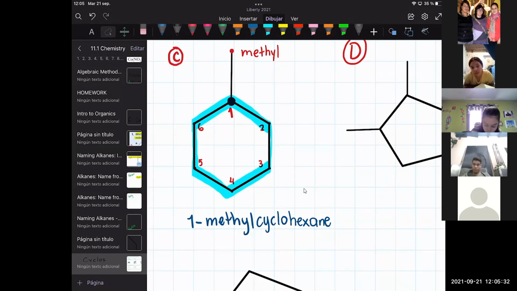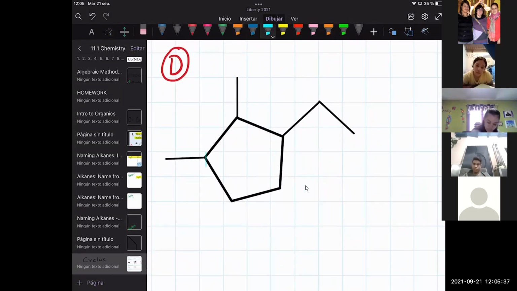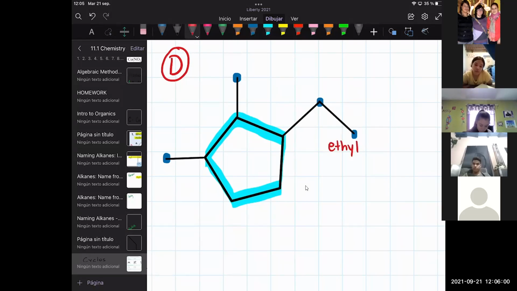So take a look at this example. In example D, you notice that we have a pentagon. And you have branches right here, here, and here. This one that has 2 carbons is called ethyl. The one with just 1 carbon is called methyl. And methyl is located twice.